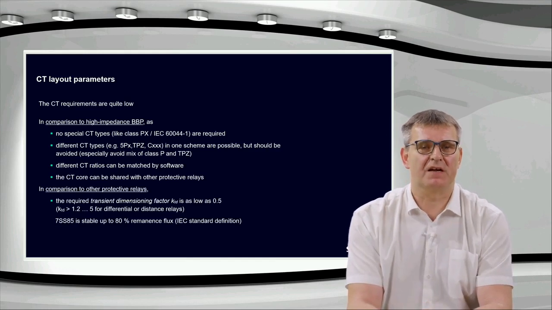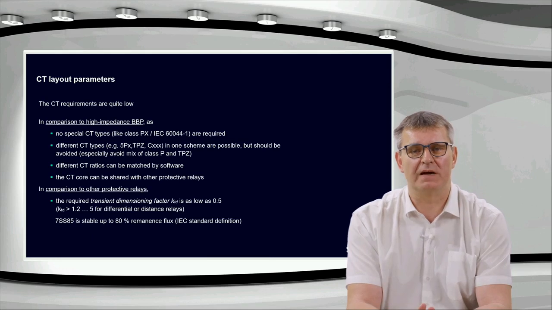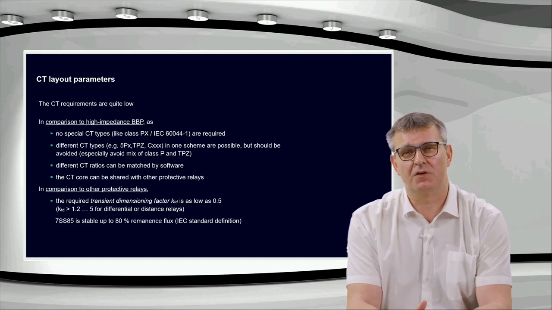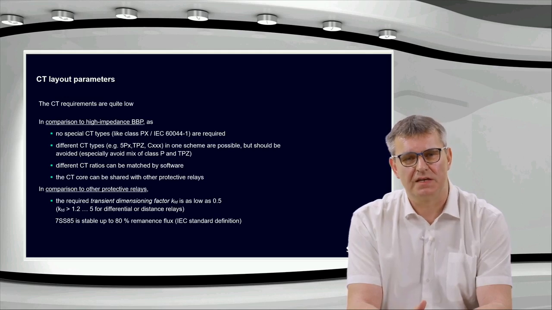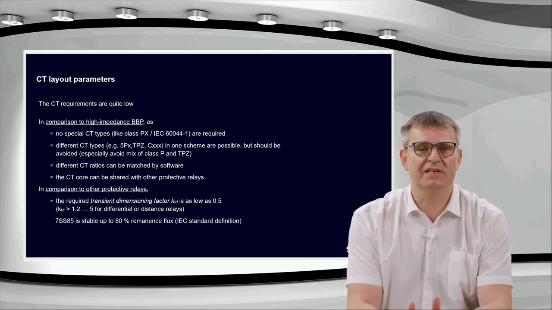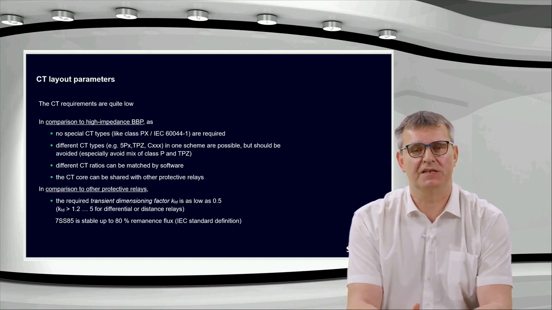But the CT requirements are also very low in comparison to the other protection devices. The KDD, I will explain later how we come to it. The KDD is a transient dimensioning factor, and for the 7SS85 it is 0.5. It was the same for the 7SS52. For transformer differential protection and line differential protection, we need a KDD of 1.2 up to 5. And especially for distance protection, we need a very high KDT.